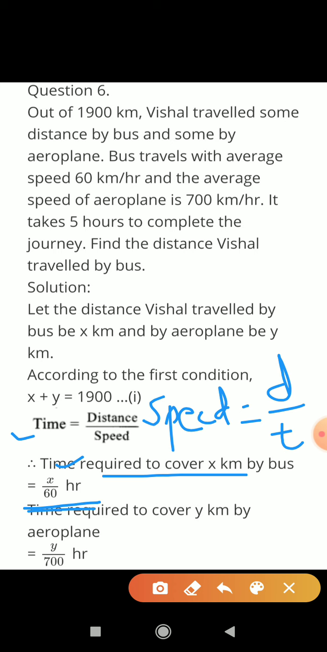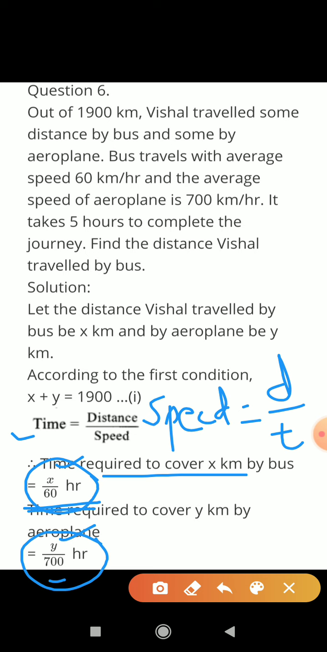Then time taken by aeroplane is equal to distance traveled by aeroplane, which is y, upon speed of aeroplane, which is 700. So time taken by aeroplane is y upon 700 hours. So thus we get time by bus and time by aeroplane. Now we know total time taken by Vishal is 5 hours.